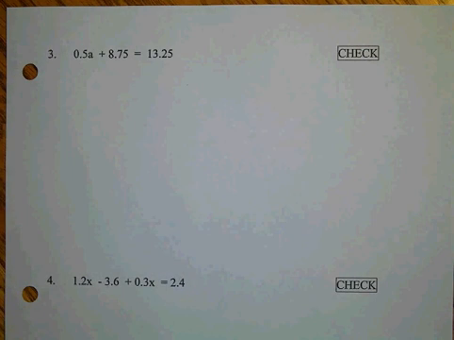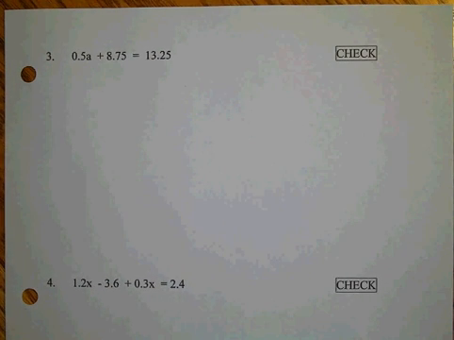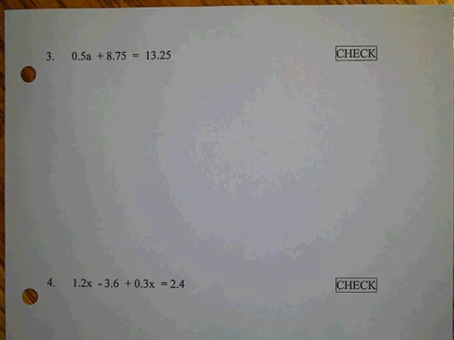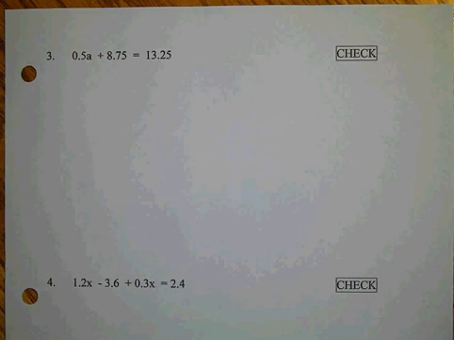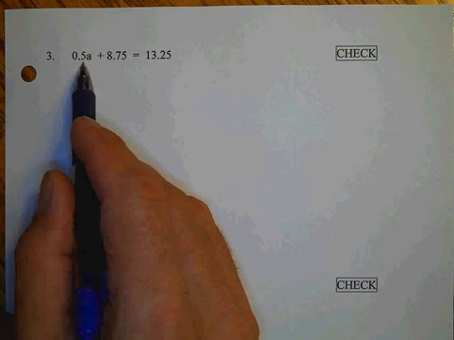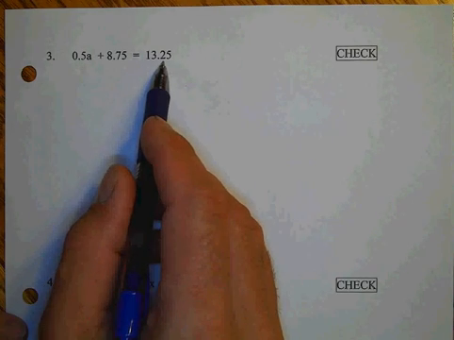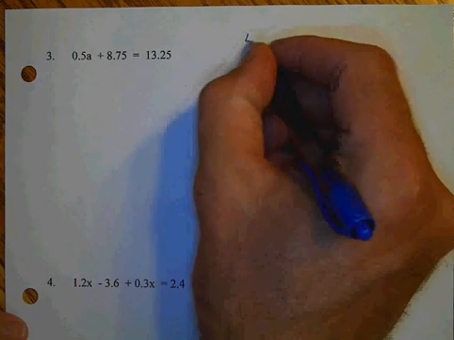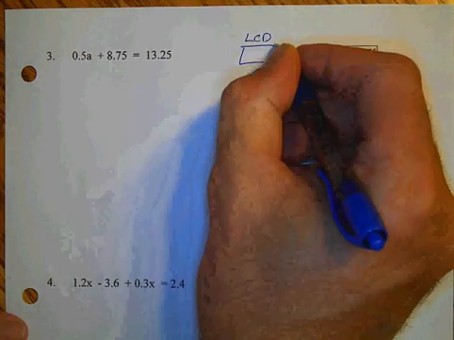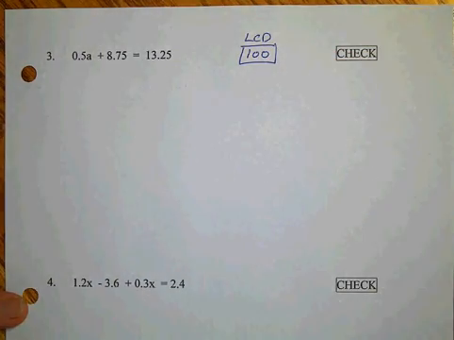In the second half of our lesson on section 2.3, solving multiple equations, we're going to consider what we do when we have decimals in our equation. Just like when we had fractions in our equation, we're going to first eliminate the decimals by multiplying by a common denominator. The common denominator between tenths and hundredths is 100. So my LCD is 100.